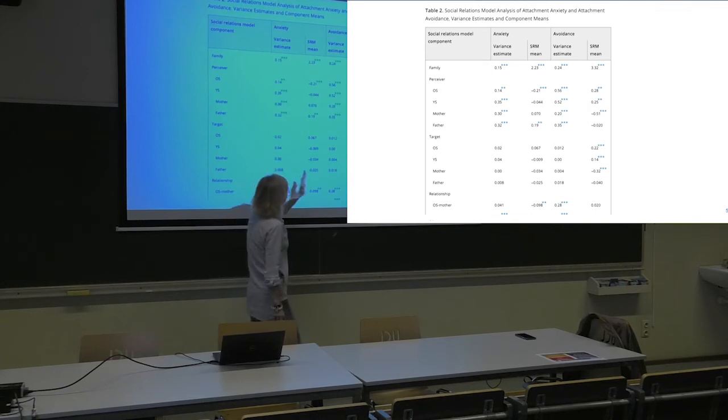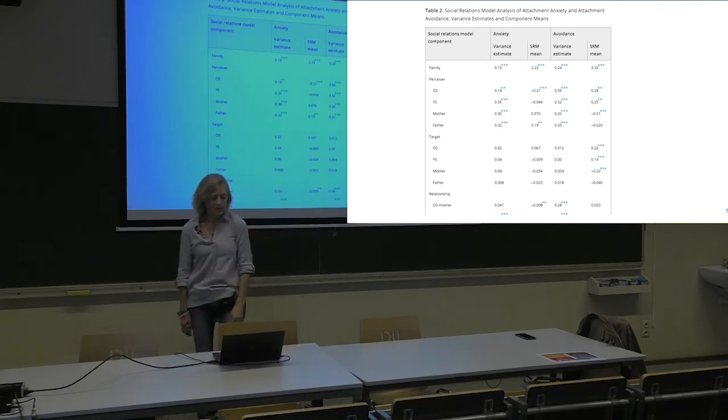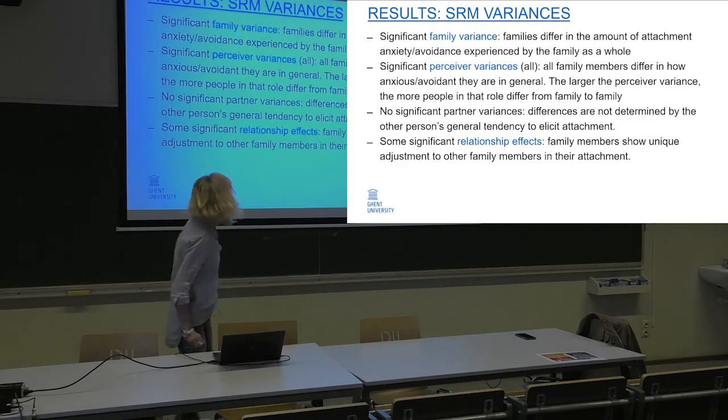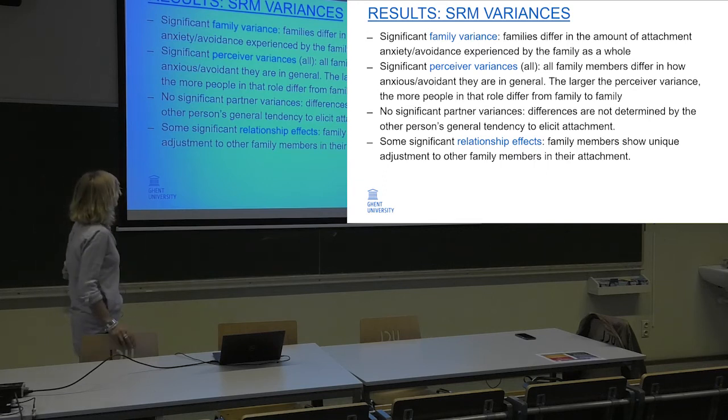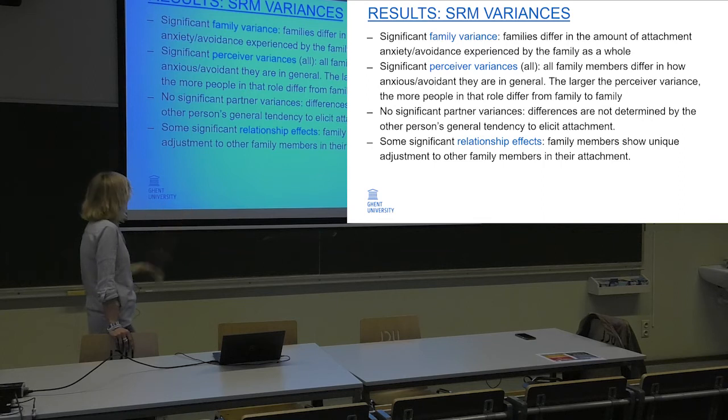The variances is really what the SRM is about. So the significant family variance: families differ in the amount of attachment, anxiety, and avoidance experienced by the family as a whole. Perceiver variance, all significant: all family members differ in how anxious or avoidant they are in general. So it's really something about internal working models of people. The larger the perceiver variance, the more people in that role differ from family to family, and so the more there is really something about this individual.